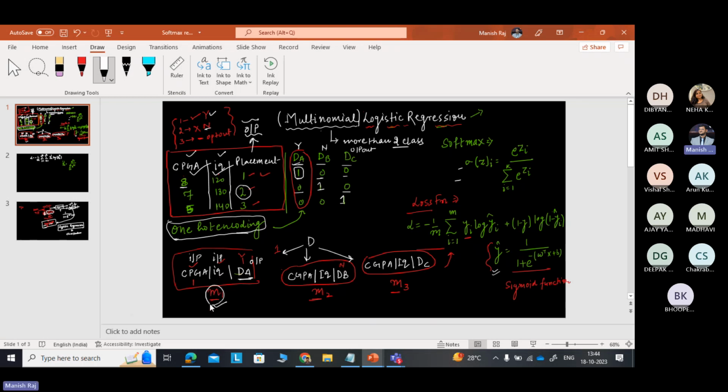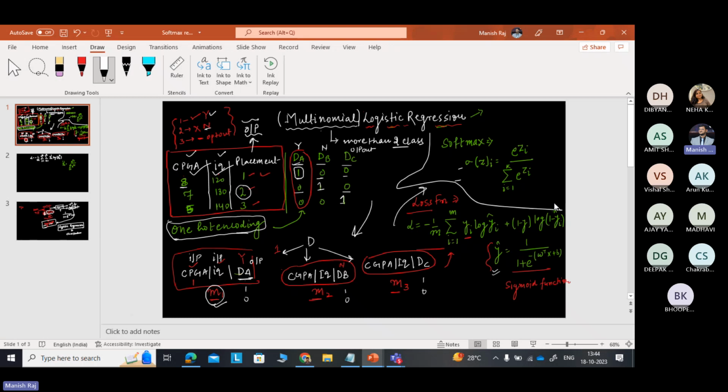If I am taking this class, it is 1 or 0. For this class, 1 or 0. For this class, 1 or 0. So I have taken three different scenarios and converted this problem into a binary problem. Then I can use this formula and attempt this question. So this is what is happening behind the story.